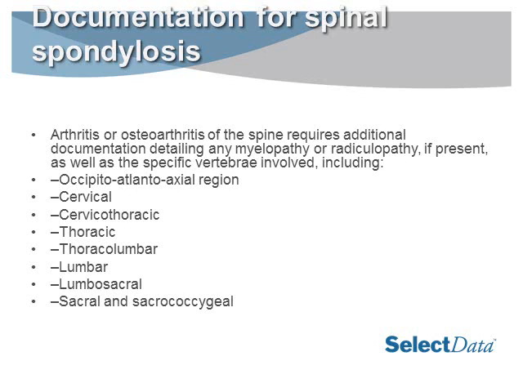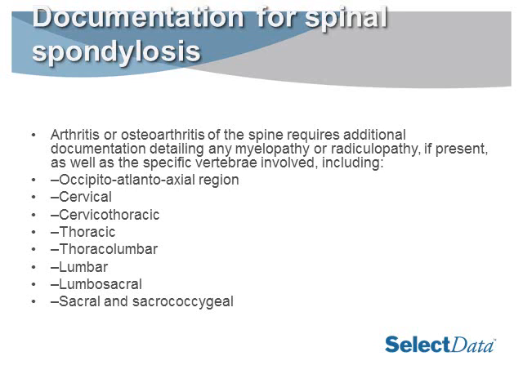When documenting for spinal spondylosis, this is where we see really great specificity. If you have arthritis or osteoarthritis of the spine documented, you now must have additional documentation detailing any myelopathy or radiculopathy if present, as well as the specific vertebrae involved, including the occipito-atlantoaxial region. Is it cervical, cervicothoracic, thoracic, thoracolumbar, lumbar, lumbosacral, or sacral and sacrococcygeal?